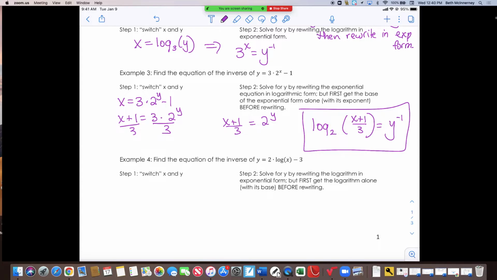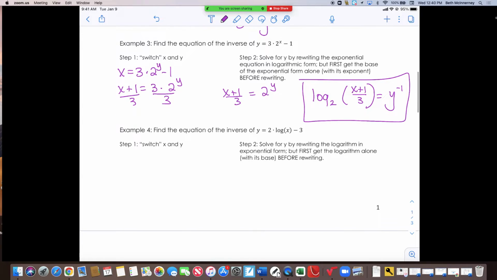So step 1 has always remained the same. When you want to find an inverse, we switch the x and the y. However, when I'm trying to solve for y and it's in an exponent, I have to get that 2 to the y alone. So I had to add the 1, then divide by 3, then I have 2 to the y alone. And what I'm doing is I'm going from exponential form to logarithmic form. So the base is the base. The answer to a logarithm is the exponent. So that just makes the x plus 1 over 3 go inside the log.